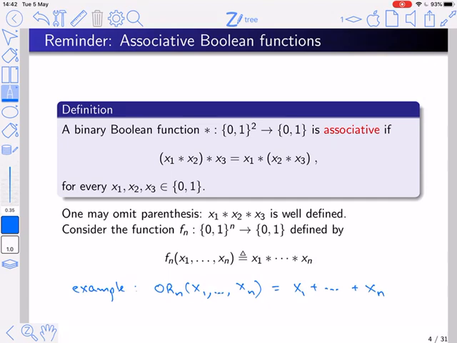Okay, now recall that a binary Boolean function is associative if we have the following equality for every 3 bits. And since we have this equality, we may remove the parentheses. Now consider the function fn, which is defined over n bits by applying the associative function to these n bits. For example, you could define OR n to be the OR of n bits.